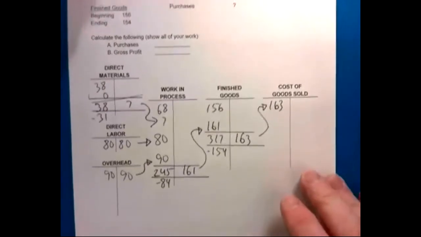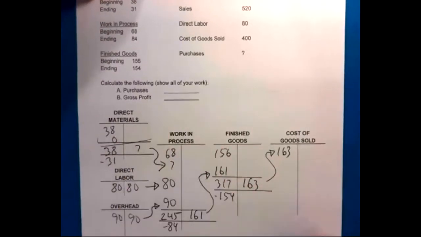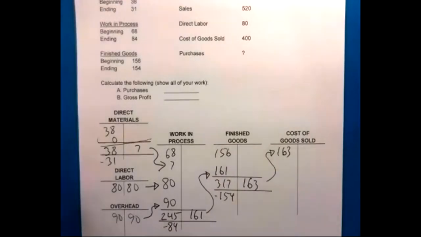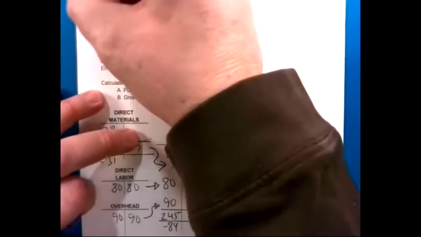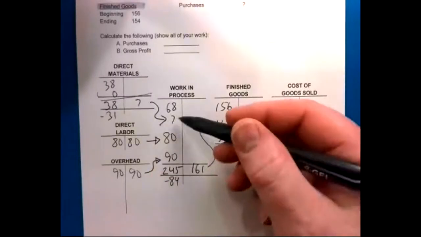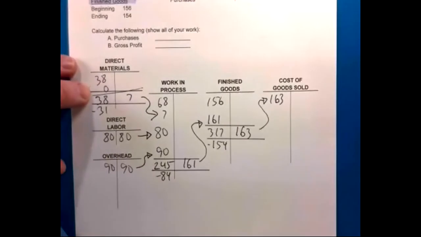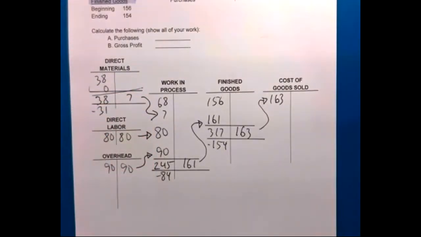Okay, so by the way, these are all inventory accounts over here. These three are inventory accounts. They're just like any other inventory account. I mean, they're just inventory. There's a beginning amount, you add something, and there's an ending amount. Subtract it out. They're exactly the same as the inventory accounts we've been thinking about before, except instead of purchases, they have these other things in them. But the idea is exactly the same. So you start out with that, you add, and that's what's left over.